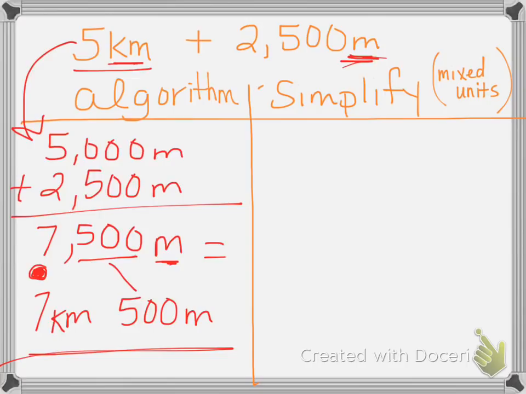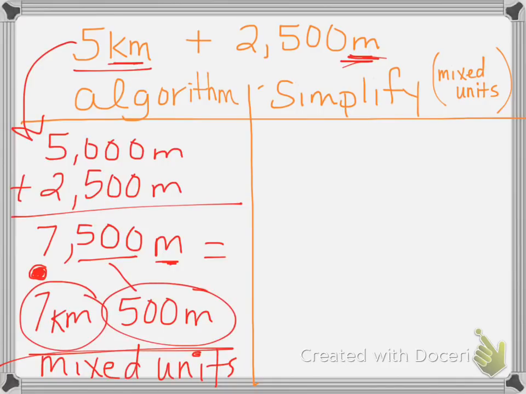These are both the same. They're both accurate. This is called mixed units. Why mixed? Because I have a mixture of different units. I have kilometers and I have meters.